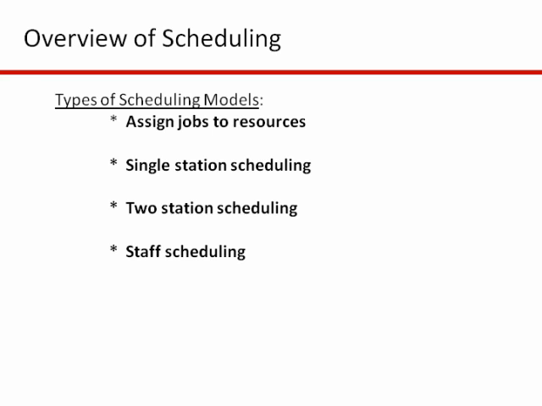In Chapter 15, we're going to talk about the assignment heuristic. We're going to talk about some heuristics for scheduling a single station as well as 2 stations. And then finally, we're going to look at staff scheduling. Any questions before we jump into Chapter 15? Okay.